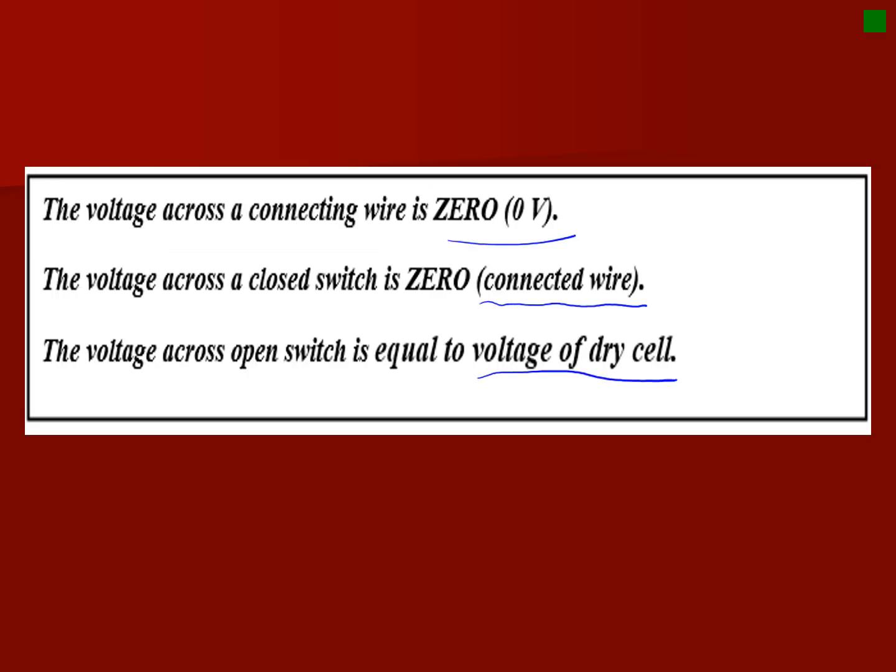The voltage across a connecting wire is 0. The voltage across a closed switch is 0, since a closed switch acts as a connecting wire. The voltage across an open switch is equal to the voltage across a dry cell.